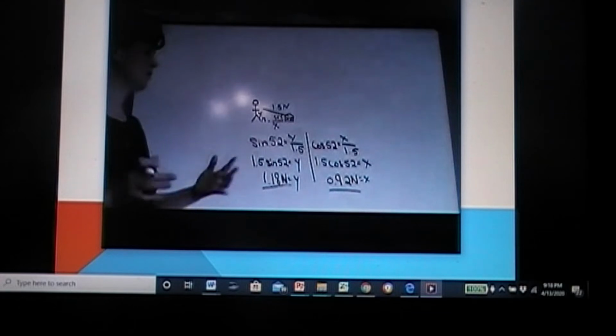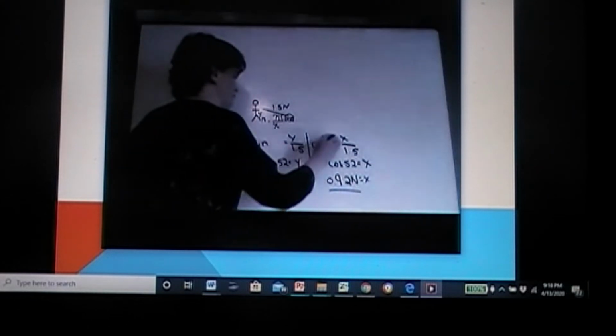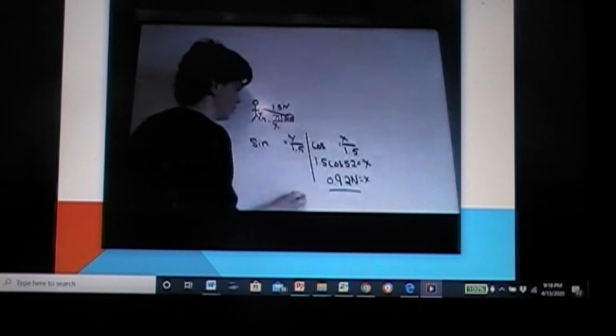Now looking at part B, it says same situation, but this time Belky raises the string so that it's 78 degrees with the floor. So instead of 52, here we have 78 degrees. What are the magnitudes of the horizontal and vertical components? The same number of newtons, 1.5 newtons. So you're going to do the exact same thing as what we did before. Instead of 52, though, you're going to have 78. That's the only thing that changed.